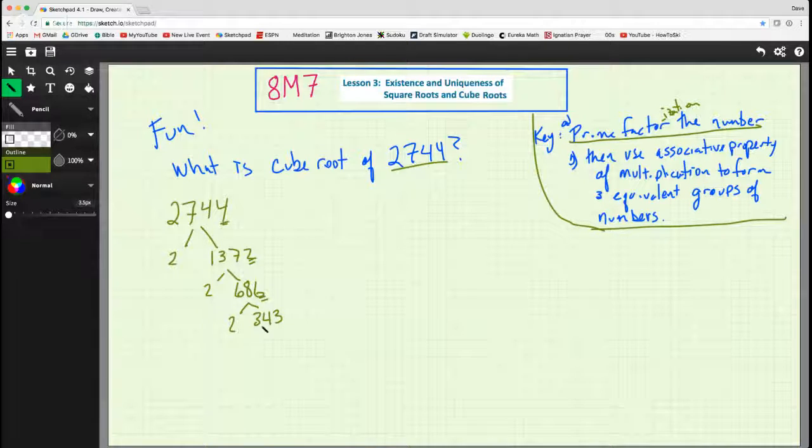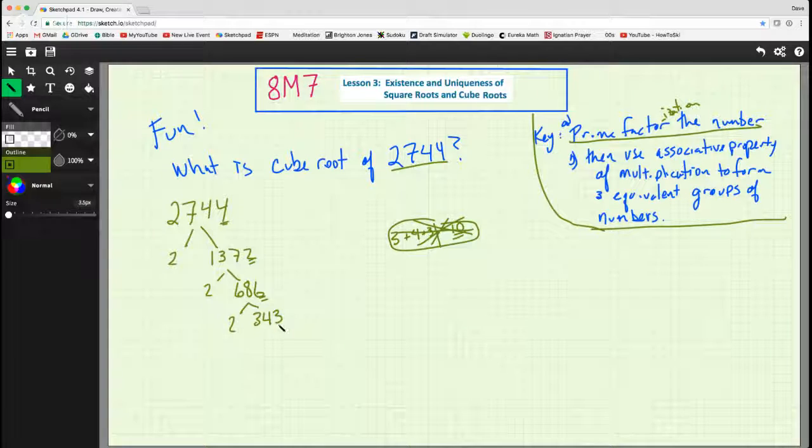343. Okay, now 343, that's kind of a tricky number. Well, it doesn't divide by 2 because it's odd. It doesn't divide by 3 because the digits don't add up to a number that divides by 3, right? That's the trick. 3 plus 4 plus 3, well, that's 10. That doesn't divide by 3. If any of you don't know this rule about how to find out numbers that divide by 3, ask your teacher and work on that in class, or maybe I'll do a video on it some other day.